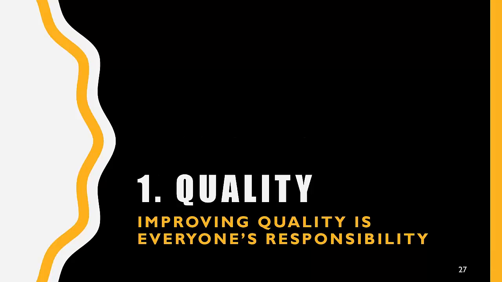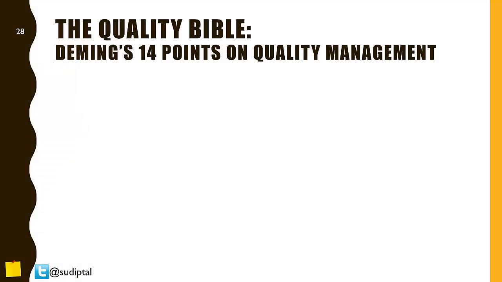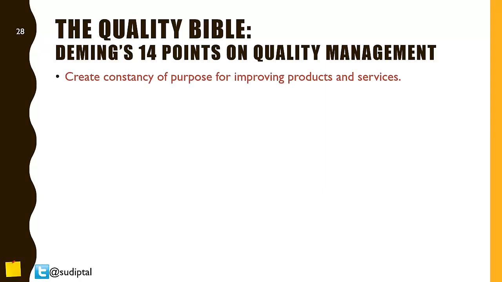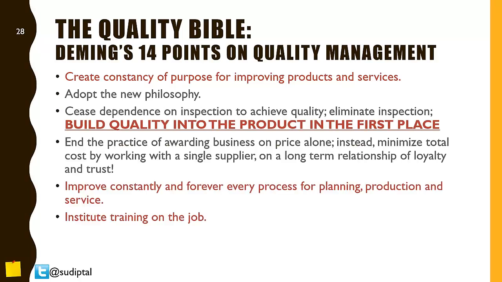So how do we get there? The first thing that we need to talk about is quality. And when we talk about quality, the first source of quality for today's world should be Deming's 14 points on quality management. I have this spread across 7 slides. I've highlighted the ones which have direct impact on what we talk about within the Lean Agile community. But most importantly, Deming from very early on held that we need to build quality into the product in the first place.